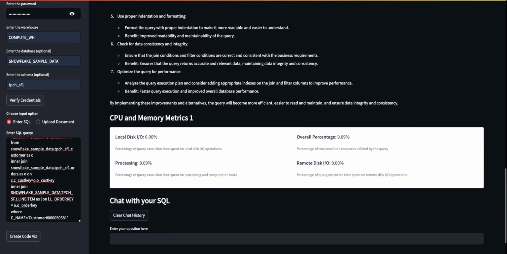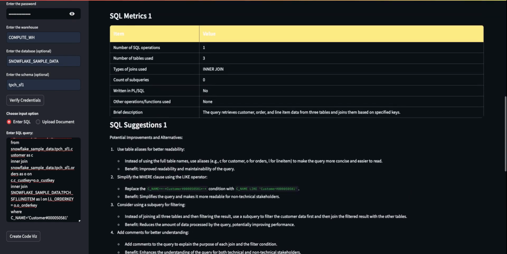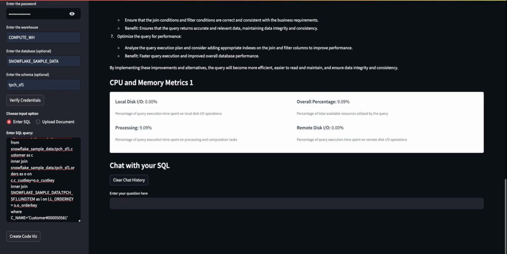Then there are the memory metrics: when the SQL gets executed against your Snowflake, what percentage of memory it consumed. This helps the developer understand how to tune the SQL. So this is how the code base is bucketed into four categories based upon the SQL code the user inputs. Last but not least, we also have a chat with your SQL, where the user can ask any question.